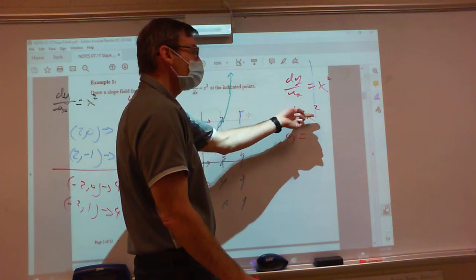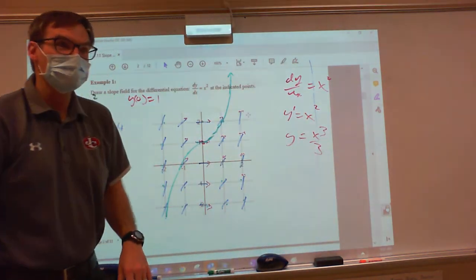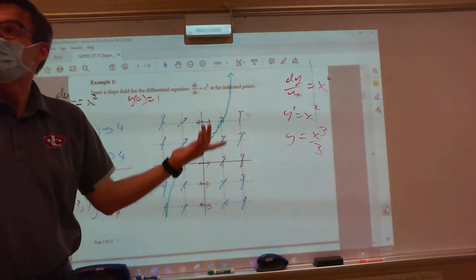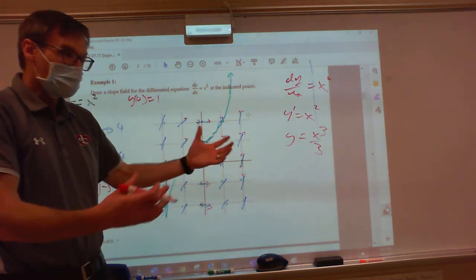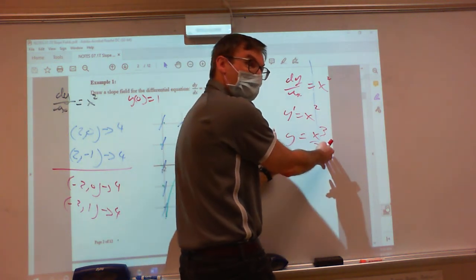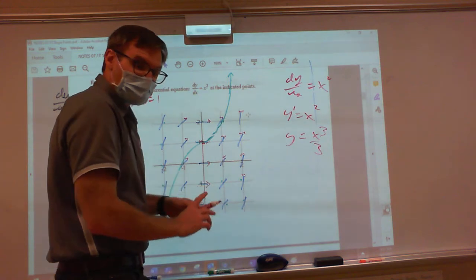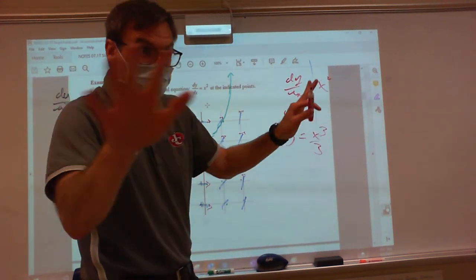If the derivative is x cubed over 3, does this look like an x cubed graph? See how this is a case where we could actually figure out exactly what y was as a function, but we represented it with a picture. Is everybody okay with the first example?